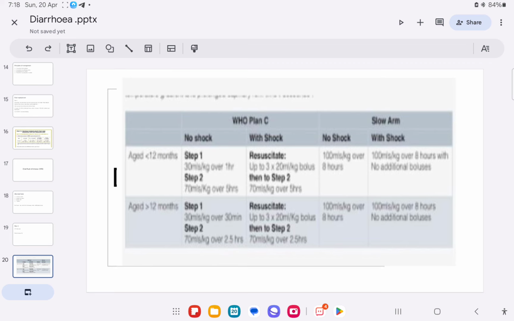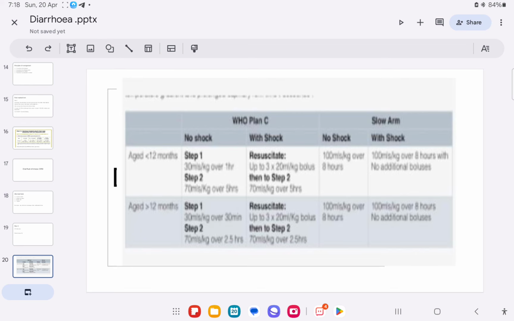Remember, a less than 1 year and more than 1 year child. For a less than 1 year child, small babies, you cannot correct fluids rapidly, you cannot take an aggressive approach, so you have to correct it over 6 hours. Divide 6 hours into 1 hour and 5 hours. Bolus correction, that is 30 ml per kg, is given over 1 hour, and 70 ml per kg is given over the remaining 5 hours.